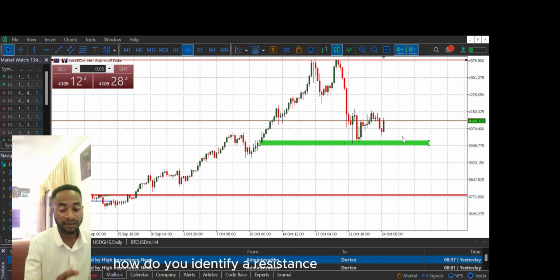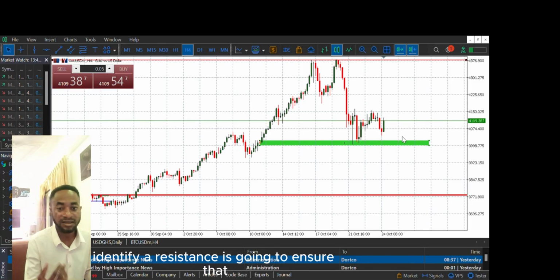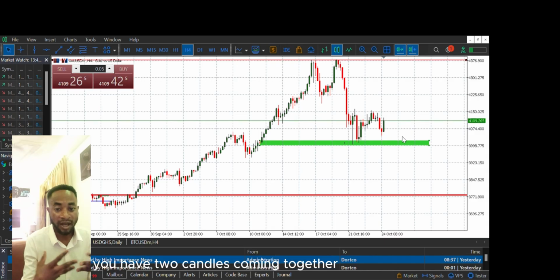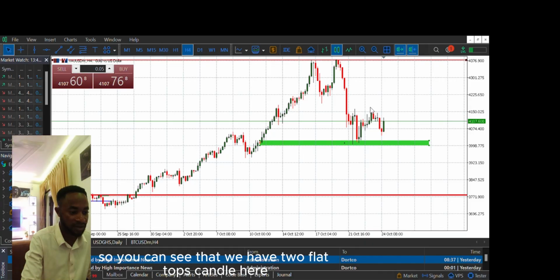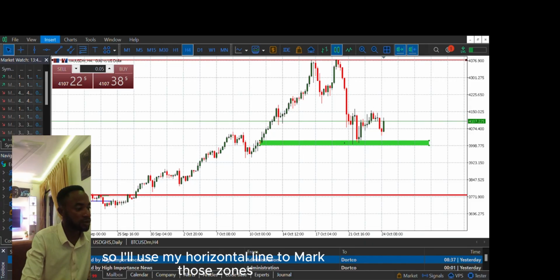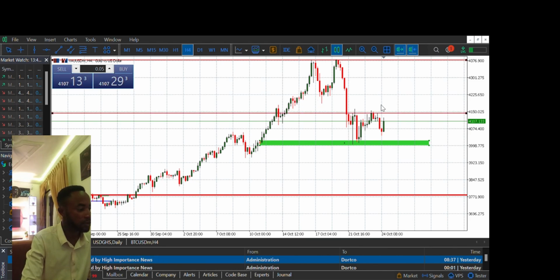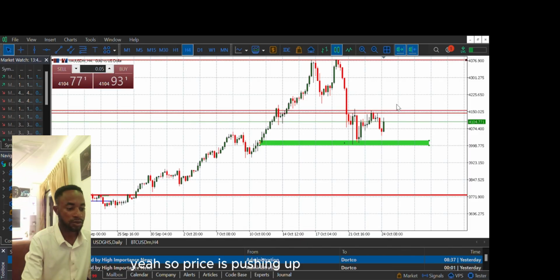How do you identify a resistance? Identifying a resistance is going to ensure that you have two candles coming together as a flat top, then that place becomes your resistance. So you can see that we have two flat top candles here, so I'll use my horizontal line to mark those zones like this. So price is pushing up.